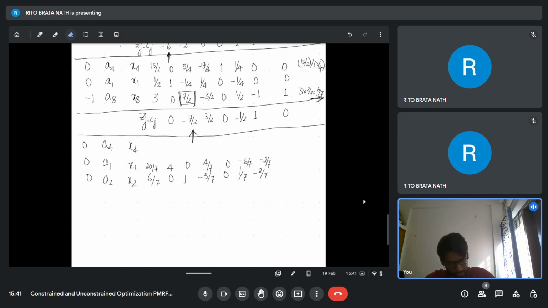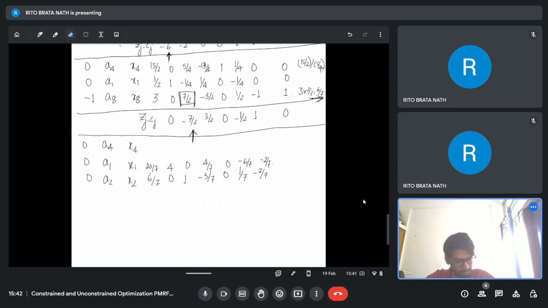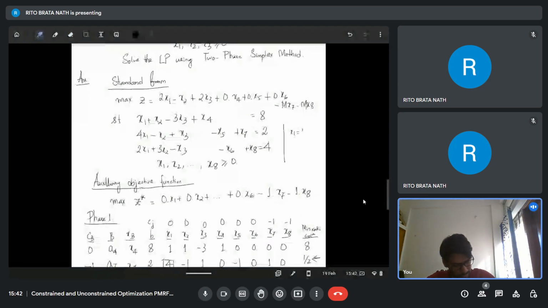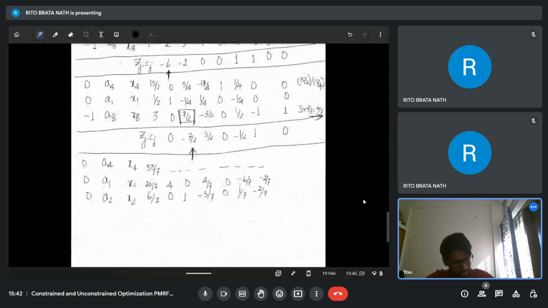So anyway, you can fill the rest of the part from here, I think. So let's see. Probably in that case, you will see that all the reduced costs will be greater than or equal to 0. But let's see if this is a solution to the original equations or not. So what is my x1 and x2? It's 20 by 7, 6 by 7, and which one? x4 is 50 by 7.